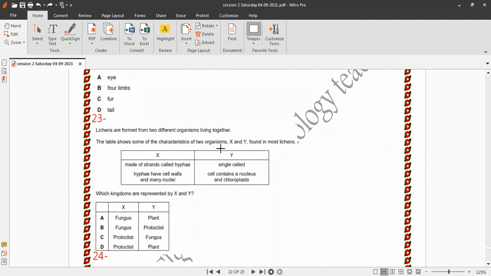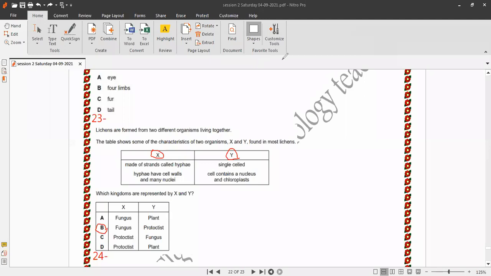I want to answer 23 for lichens. Lichens are formed from two different organisms living together. The table shows some of the characteristics of two organisms, X and Y, found in most lichens. X is made of strands called hypha. Hypha have cell walls and many nuclei. So X is what? Fungus, excellent. Y is single celled, and its cell contains a nucleus and chloroplast, so it is a protist, not a plant, not a fungus. So the answer is B, X for fungus, because fungus is made of strands called hypha.